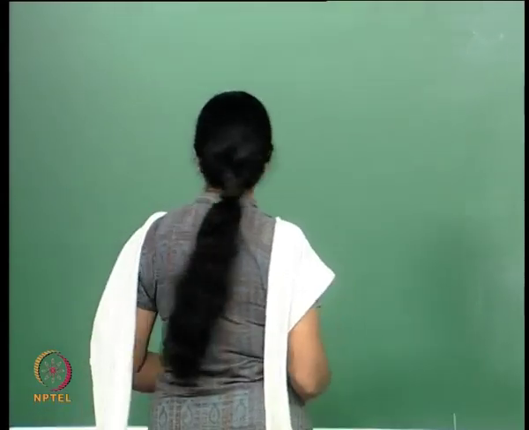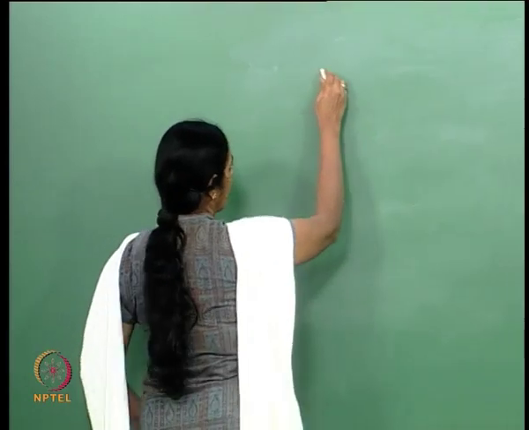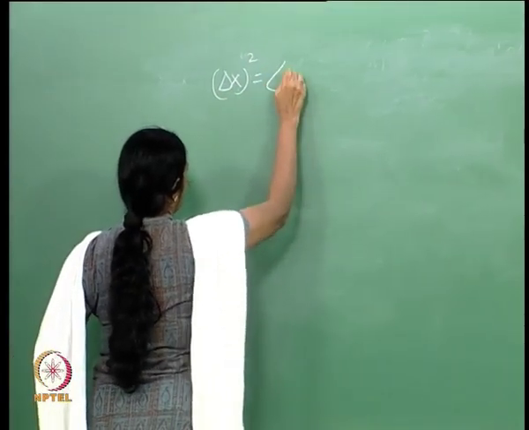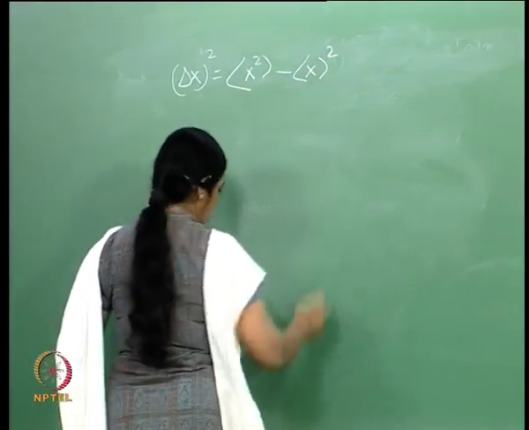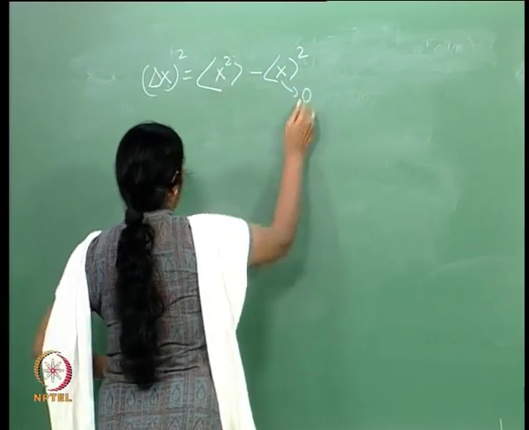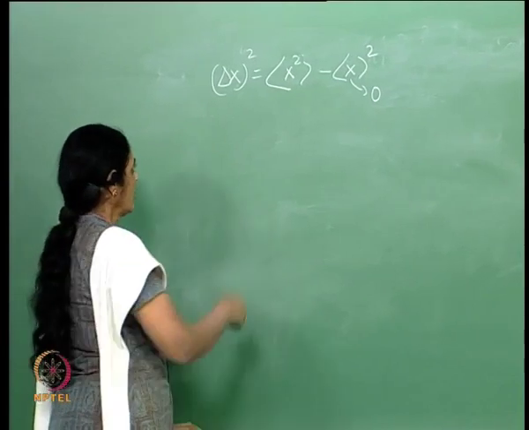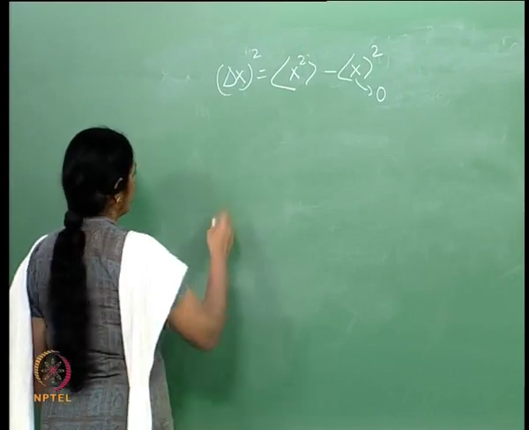So, now in any state of the oscillator, I wish to find out delta x delta p. Recall that delta x squared is expectation x squared minus expectation x the whole squared, but we have just shown that expectation x is 0 in any state of the oscillator. So, I need to calculate expectation x squared.